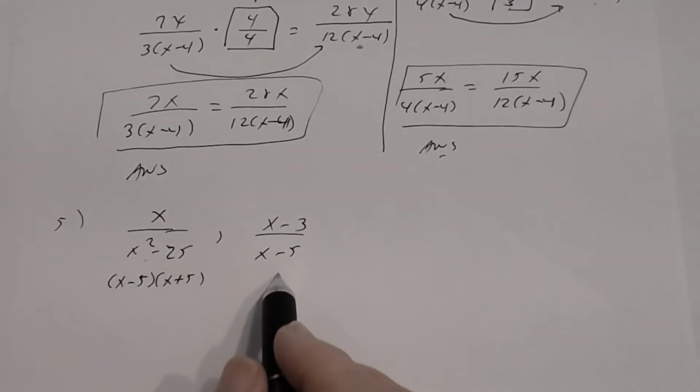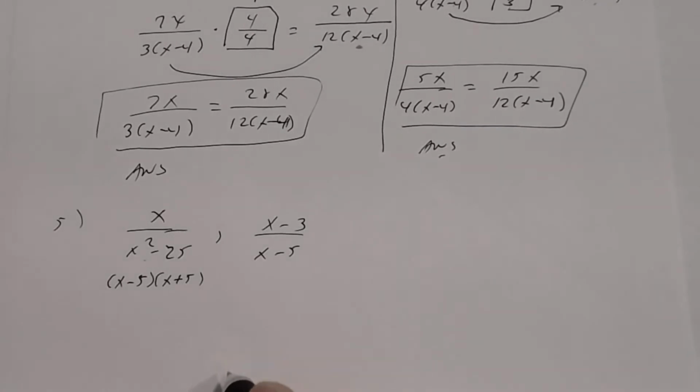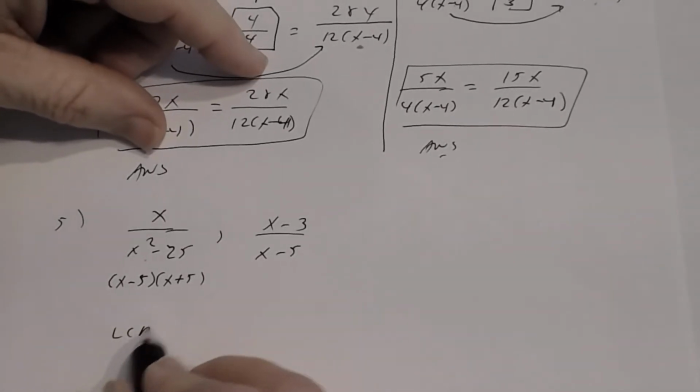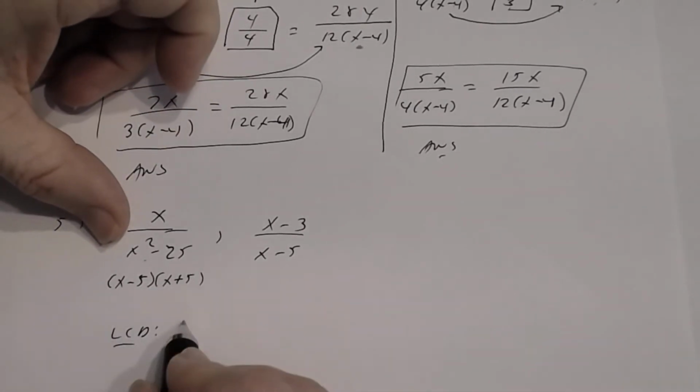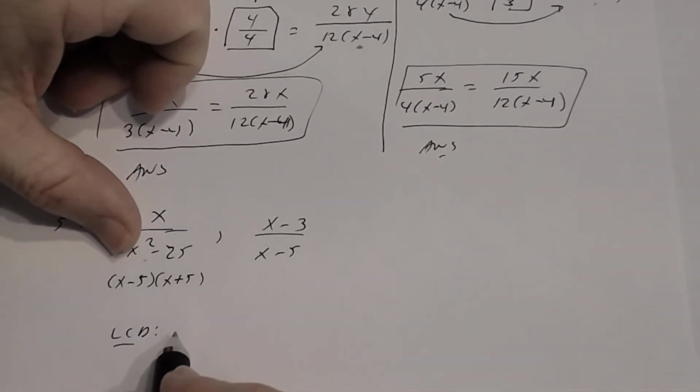And then x minus 5 I can't factor, so I'm going to leave that as it is. And so therefore let's find the LCD. Your LCD must include every factor you see in your denominator. So I see an x minus 5, I have to use it. Let's see how many we need though.